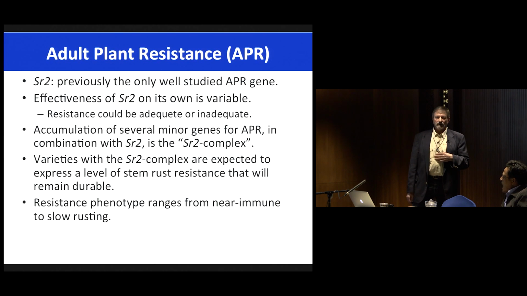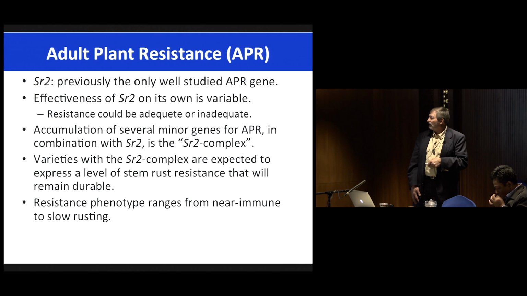In my case, in the USA, SR2 alone provides enough protection during the course of the season that when stem rust does come in, which is not frequent, but when it does, it usually provides enough protection to slow the development of the disease down and the crop matures before there is very much damage. Now in your case, I'm not sure that's true or not. If it's not, then you'll need an accumulation of several minor genes for APR in combination with SR2, and you've heard this term before, the SR2 complex.